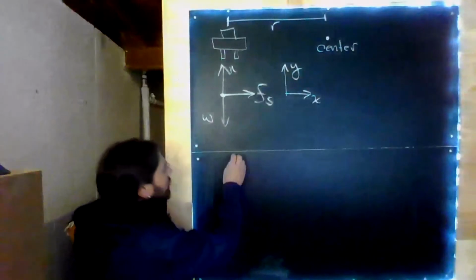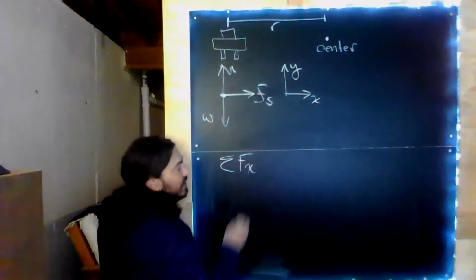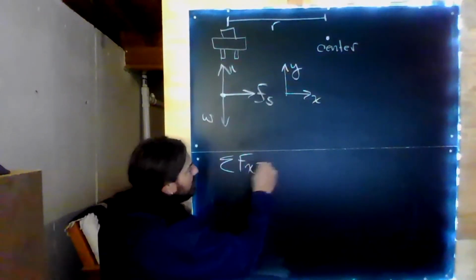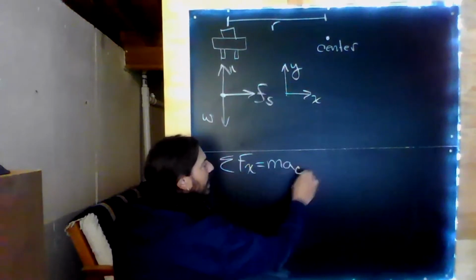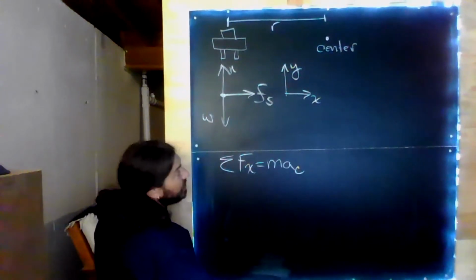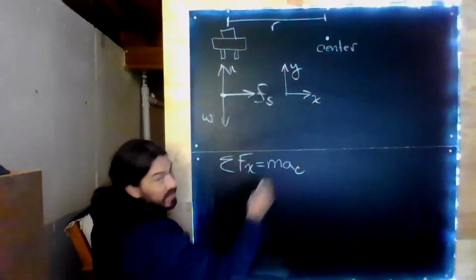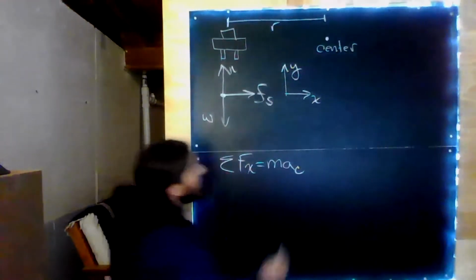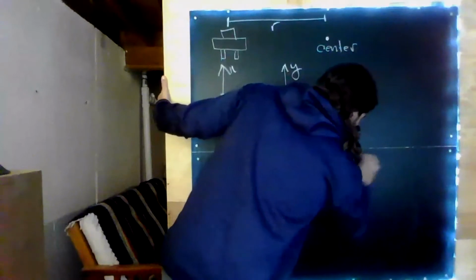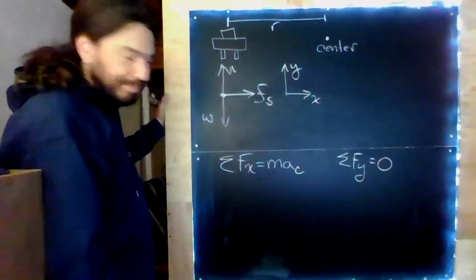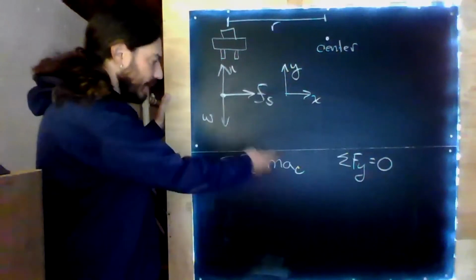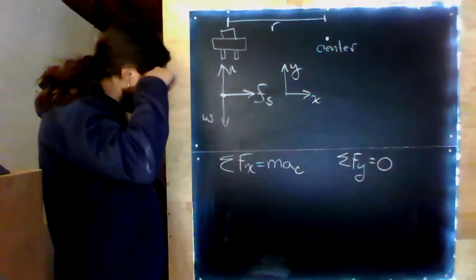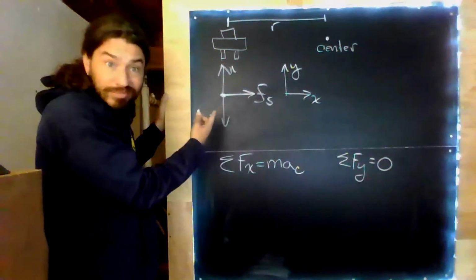Now, in this case, I told you in the previous slide that the sum of the forces in the x direction is going to be MAC. And I know that's true because I've set up my coordinate system in that way. Now the car is not going up or down, so we also have the sum of the forces in the y direction equals 0. Okay, well, what forces do we have in the x direction? Well, I only see one.